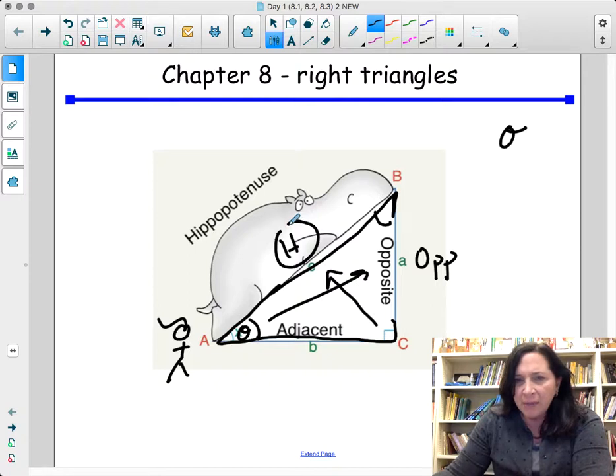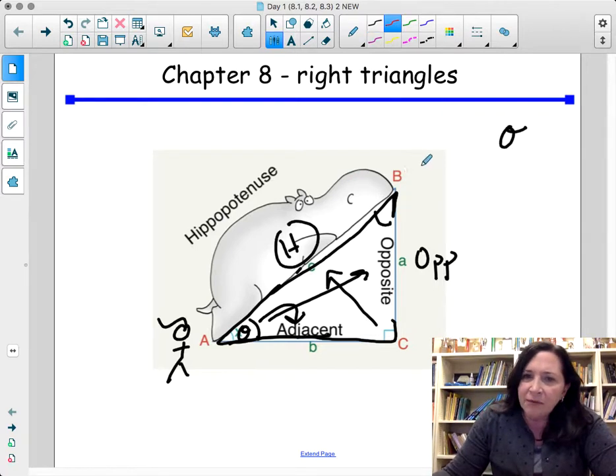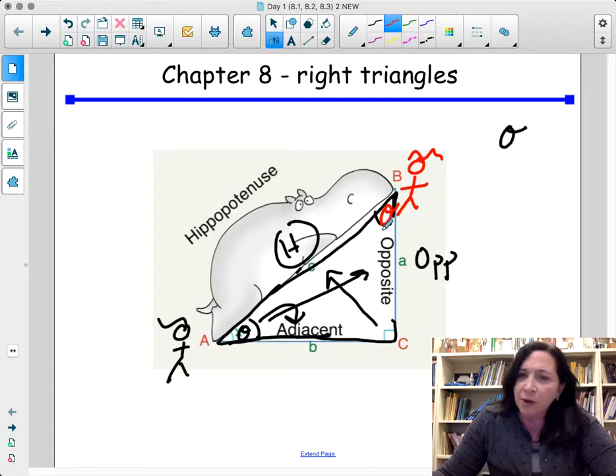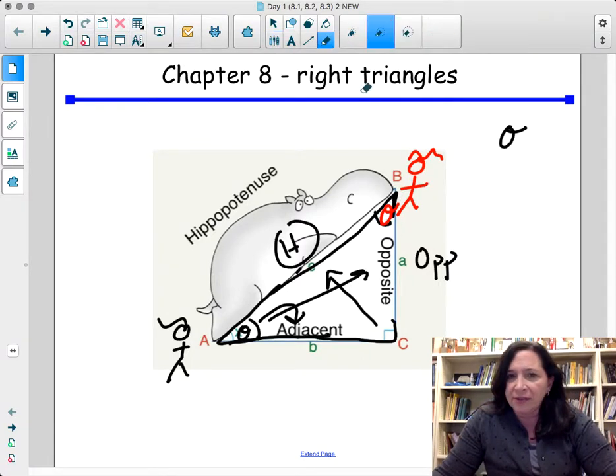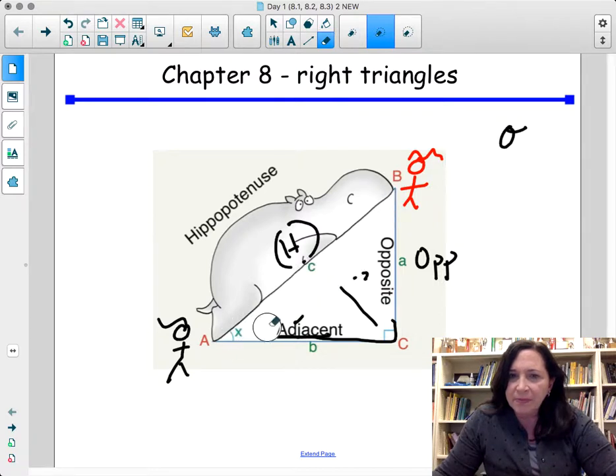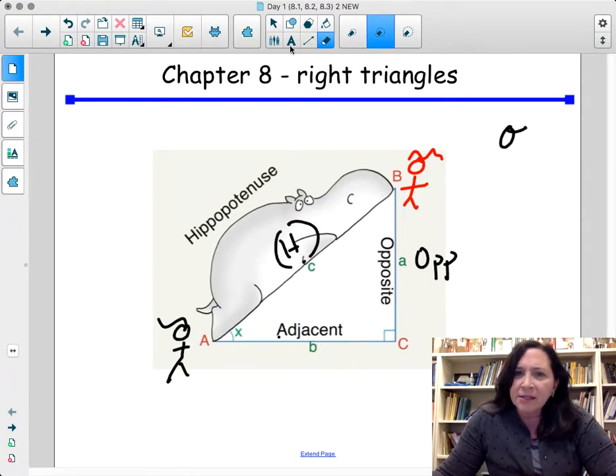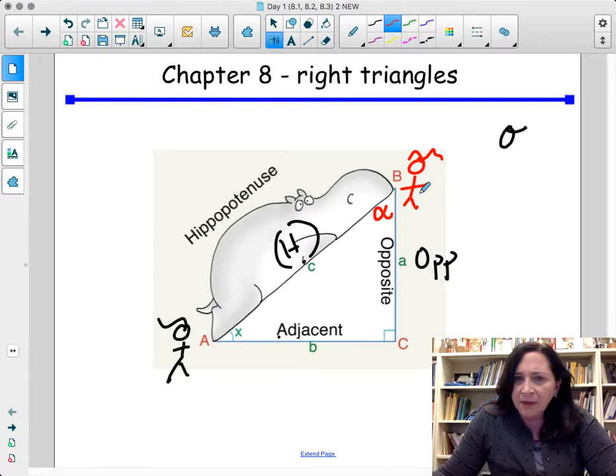This would still be the hypotenuse, but this side, which is adjacent to this angle right here, would be my adjacent side. Now, if you were to put yourself up here at a different angle, let's call this alpha. This is another angle, this angle inside here, that's alpha, let's say.